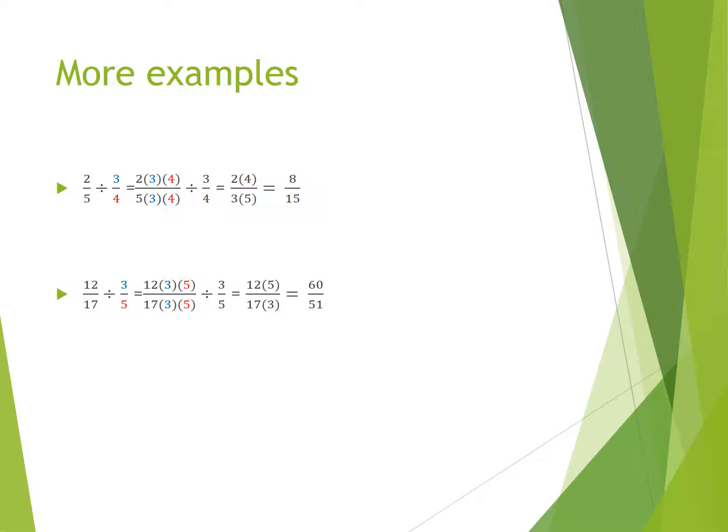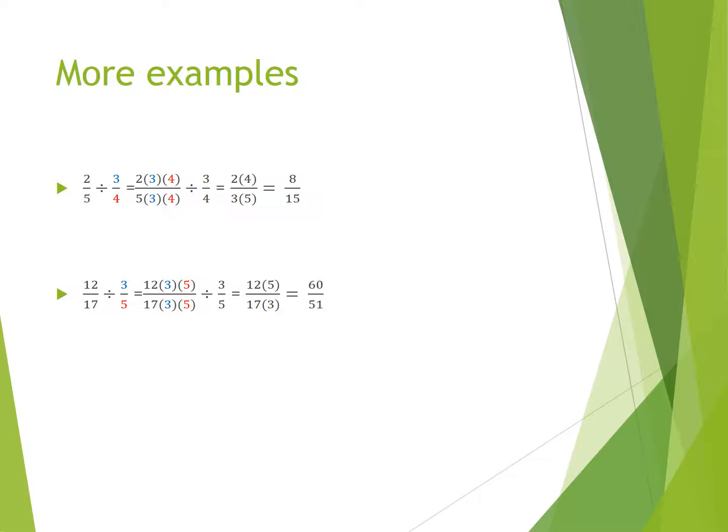12/17 divided by 3/5. I want to make sure that the top is divisible by 3 and the bottom is divisible by 5. Now, to be honest, I could just skip multiplying top and bottom by 3 because 12 is divisible by 3 already. But just to be a little bit more robotic, I'll go ahead and multiply everybody by 3, top and bottom, and 5, top and bottom, so that the top is divisible by 3.